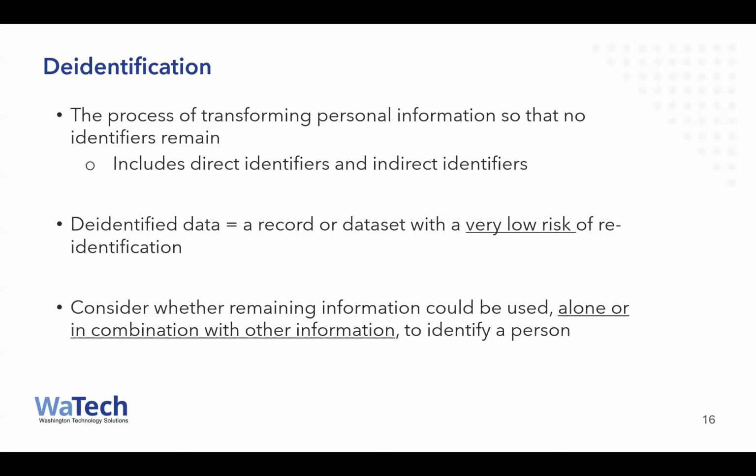And then when you're doing that, again, you need to consider whether the information that's left that hasn't been transformed can be used alone or in combination with other information to identify a person. So not only considering the information in the data set, but also what other information a likely recipient has access to.